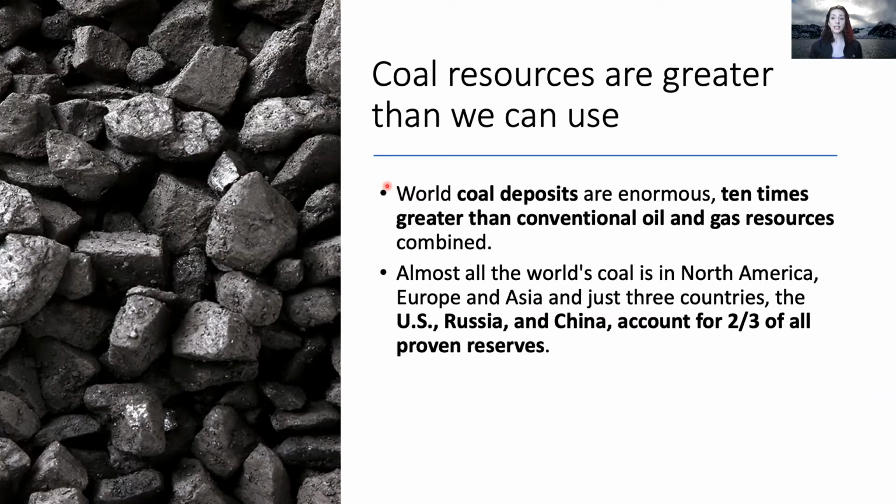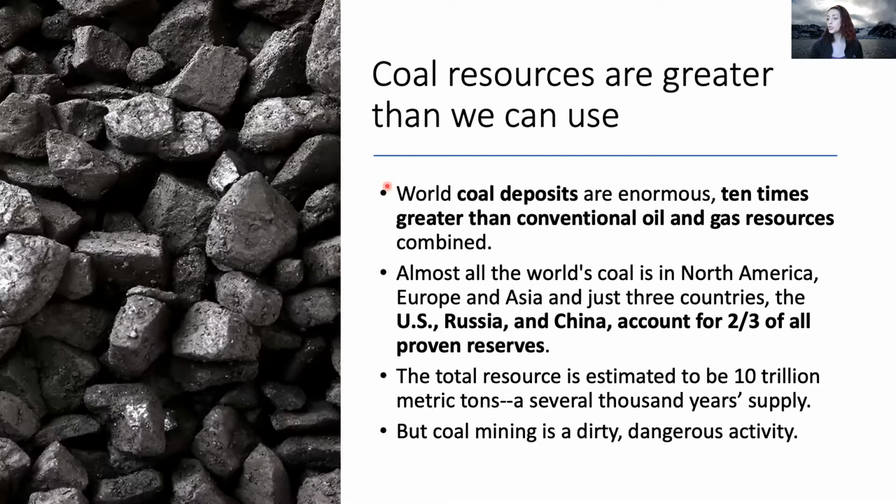Specifically here in the United States, a whole lot of it is concentrated in the Appalachian region due to the processes that form the coal in association with the mountains that we have here. So the total resource of this coal is estimated to be about 10 trillion metric tons. That's several thousand-year supply if we go off of rates of energy utilization that we have today.